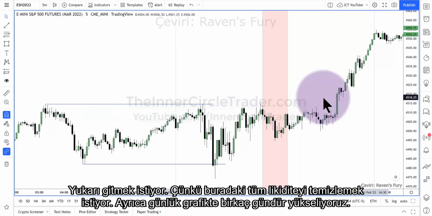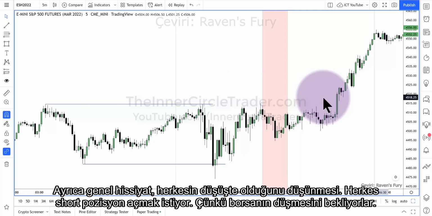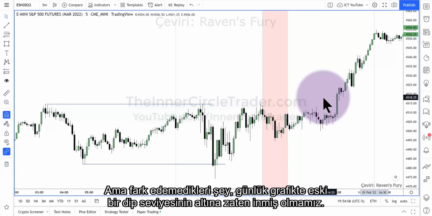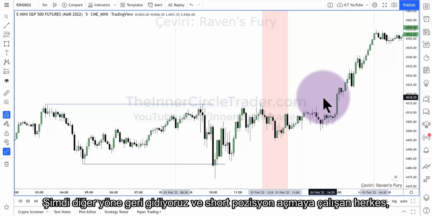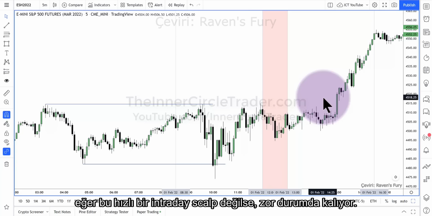Plus, we've been going up for a few days on the daily chart. Plus, the sentiment is everybody thinks it's been going down, so they all want to sell short because they want to see a stock market crash. But what they are failing to realize is we've already gone down below an old low on the daily chart. So now we're running back the other direction, and anyone that's trying to sell short, unless it's a real quick intraday scalp, is having their clocks cleaned.